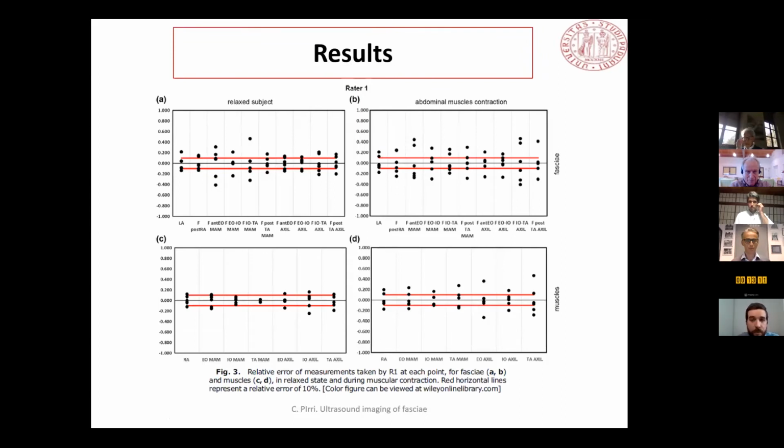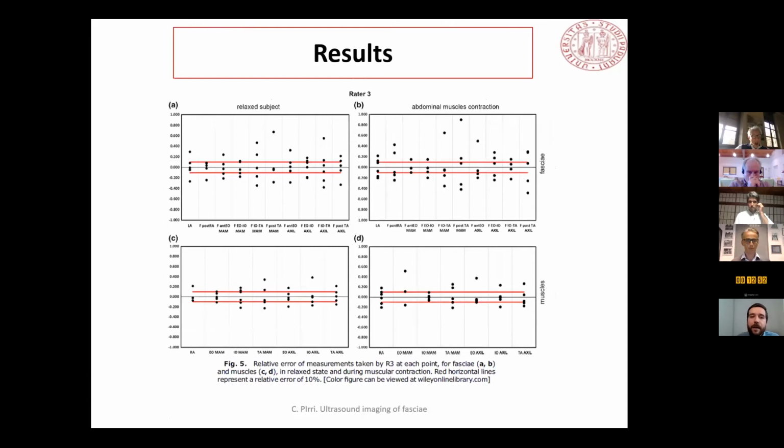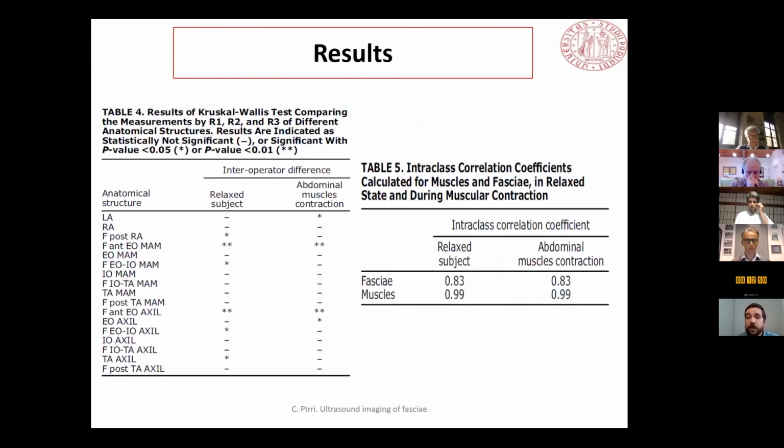We have the results of our paper, and the crucial point is that these measurements are similar among the different radars: radar 1, radar 2, and radar 3. And the intraclass correlation coefficient of this measurement is similar to that of the muscle. So it's possible to affirm that we can measure the fascia with the same reliability as the muscle.